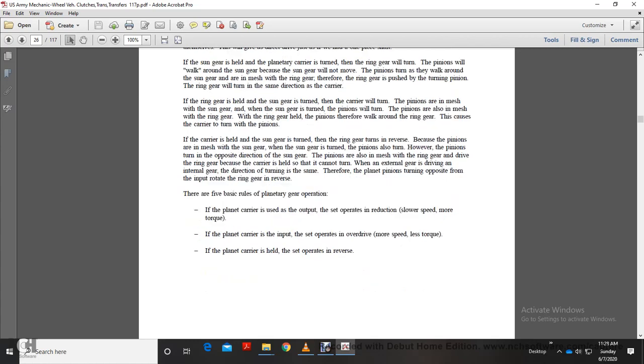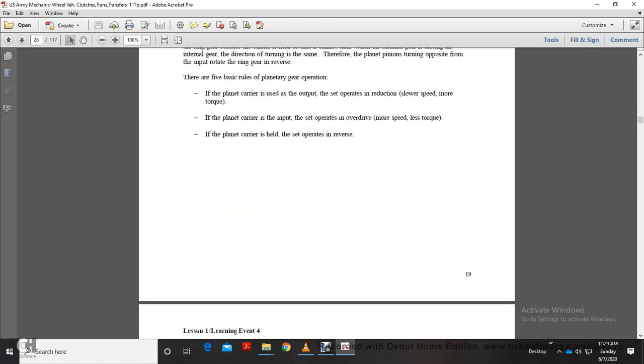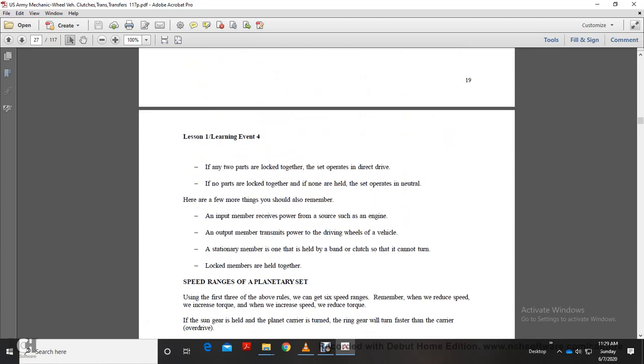There are five basic rules to planetary gear operation. If the planet carrier is an output, the set operates in reduction: slower speed and more torque. If the planet carrier is an input, the set operates in overdrive: more speed, less torque. If the planet carrier is held, the set operates in reverse. If any two parts are locked together, the set operates with direct drive. If no parts are locked together and none are held, then the set operates in neutral.